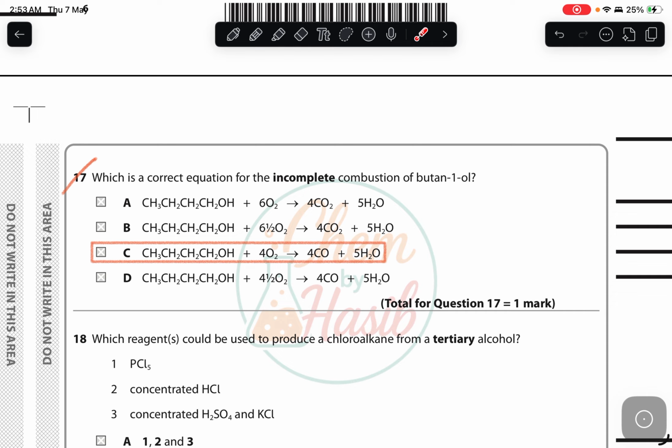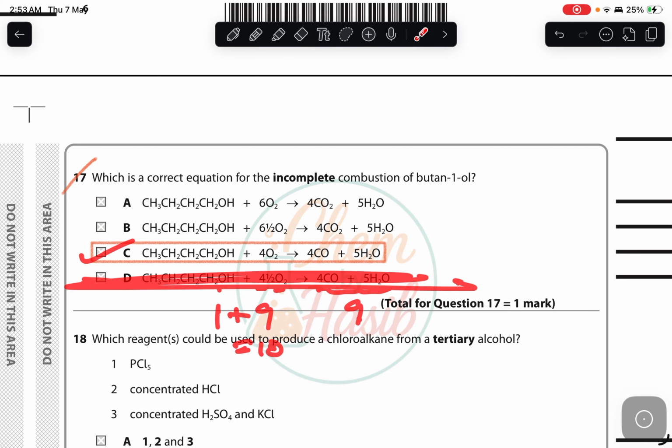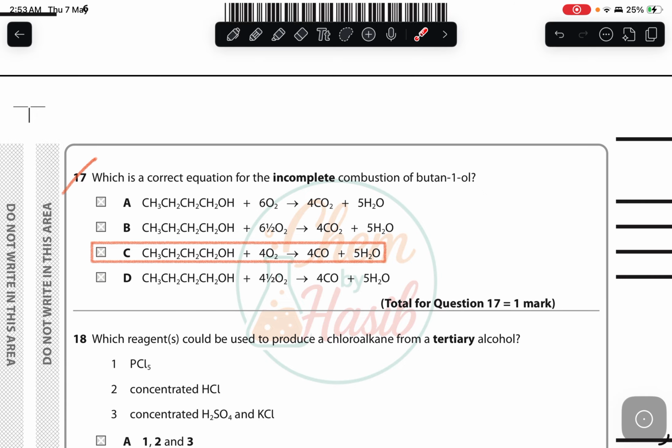Now in case of option C and D, D is balanced wrongly. Because if you see here, the number of oxygen atoms on the left hand side is actually 10. So that's 4.5 into 2 is 9. That's 1 oxygen here. 1 plus 9 is 10 oxygen on the left. And you have 9 oxygen on the right hand side. So that's why option number D is wrong, because it is unbalanced. So C is the correct answer because it's a balanced equation and also it produces carbon monoxide.